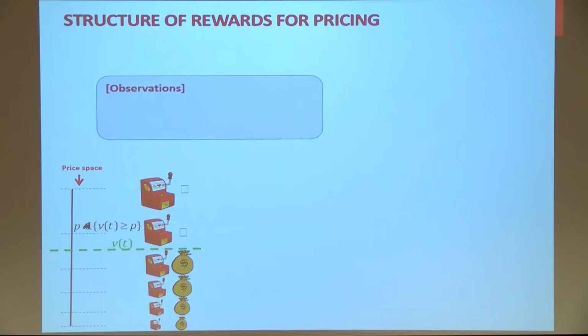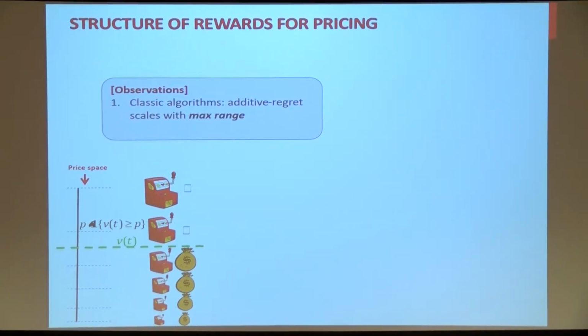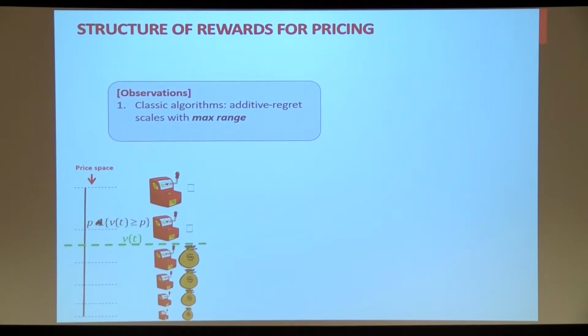However, here is one nice observation. If you use known online learning algorithms in the literature in a black box fashion, then this is what you get. The regret is going to scale linearly with the maximum range, which is a known fact in online learning. And what is regret? This is basically what your benchmark gets minus what your algorithm gets.